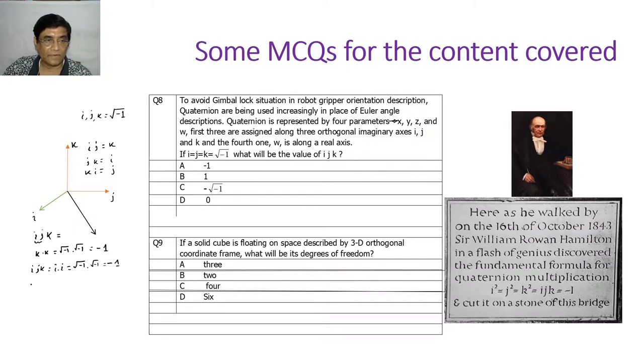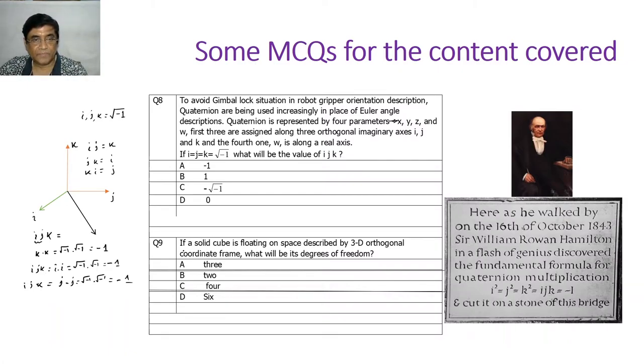Or whatever, ijk, you can also see, ki equals j. So ki equals j, equals root of minus 1 times root of minus 1, equals minus 1, okay? So ijk can always be written in the form of minus 1. So that's why the correct answer is this, not this, okay? Apparently, whatever you can see that this is the correct answer, it is not, okay? So that clarifies the concept of quaternion.